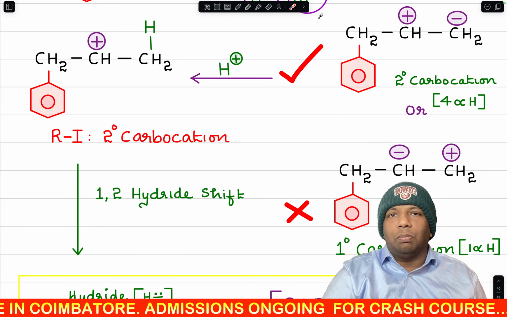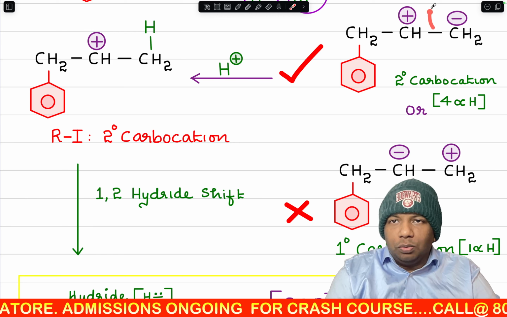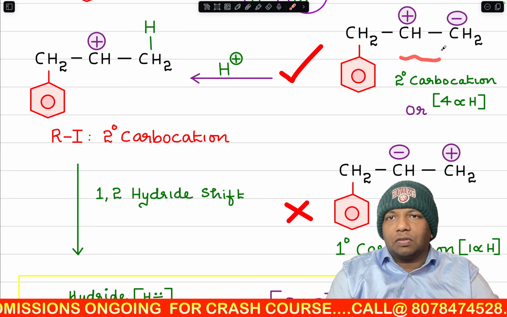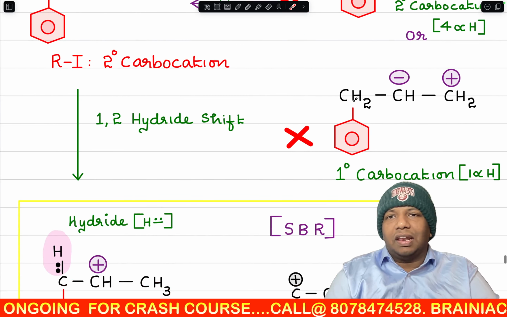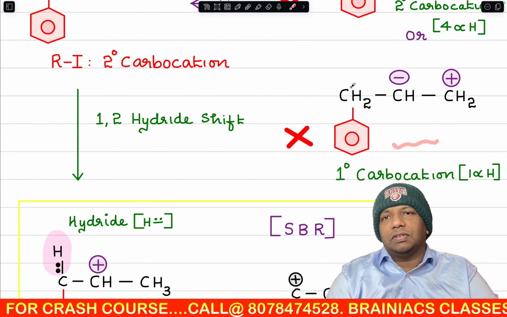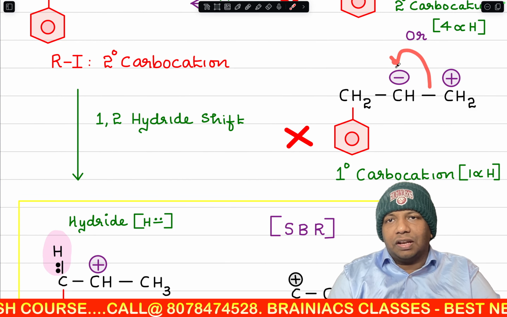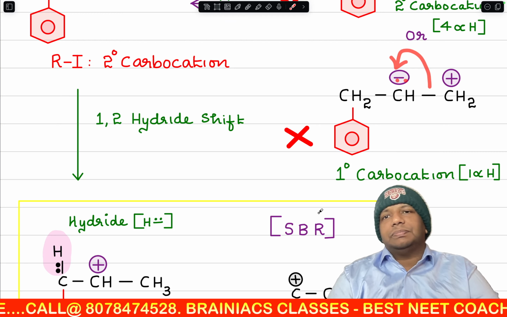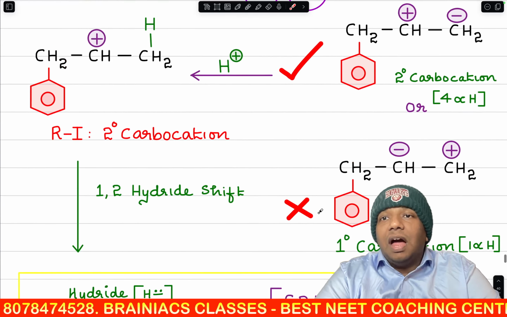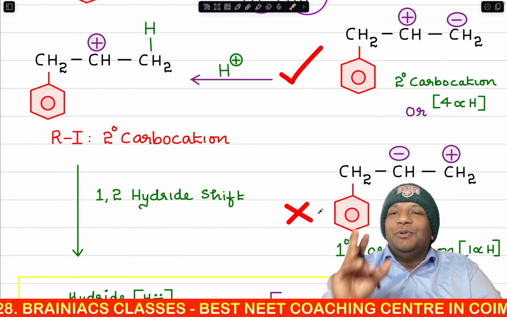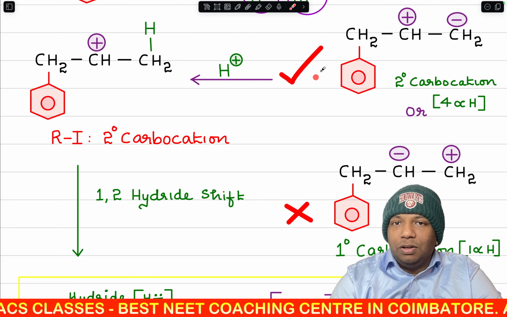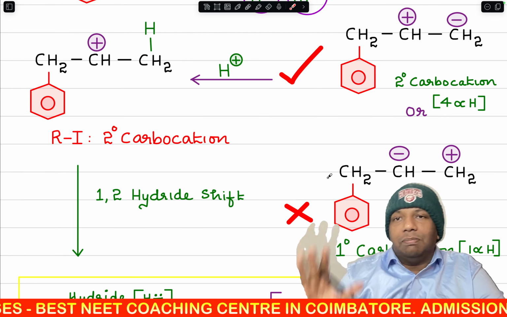So I have drawn both possibilities. When it is going towards the right, you will get this particular species. When it is going towards the left, you will get this particular species. Why? Because when the pi bond goes towards the left, both electrons are coming here. Correct? Now you need to analyze which among the following two species is more stable.